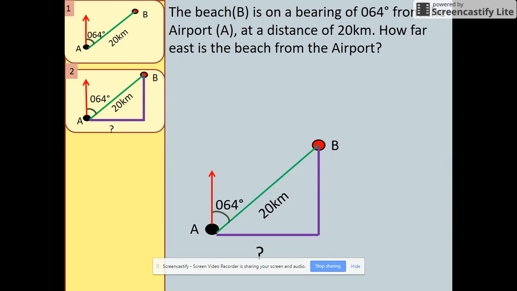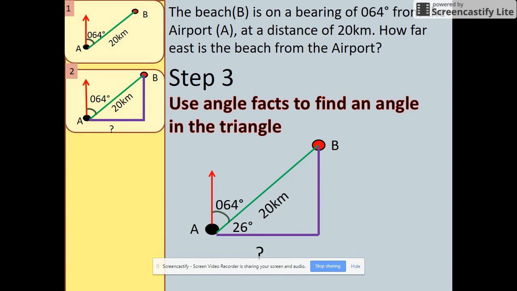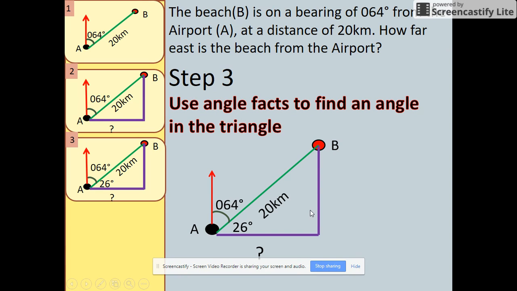Okay, step 3. Use the angle facts to find the angle of the triangle. So whatever angle facts, if you want to use Pythagoras or if you want to use trig, that's what you're going to use to be able to work out. You know that the hypotenuse is 20. You know that it's 26 degrees. So therefore, you could work out the one side.